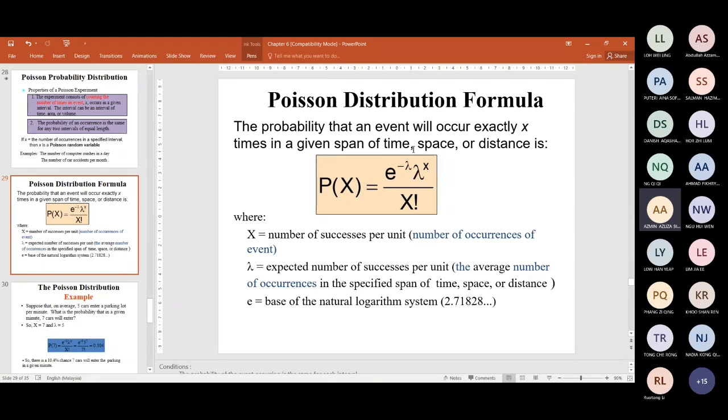Okay, so the probability is given by this formula. This is the probability that an event will occur exactly X times in the given span of time, space, or distance, so X is the event itself. It is e to the power of negative lambda, times lambda to the power X, over X factorial. What is lambda? Lambda is the expected number of successes per unit, the average number, which is normally given in the question. E is the exponent. You can use a calculator to find that. The value is actually 2.718 and so on, a continuous number.